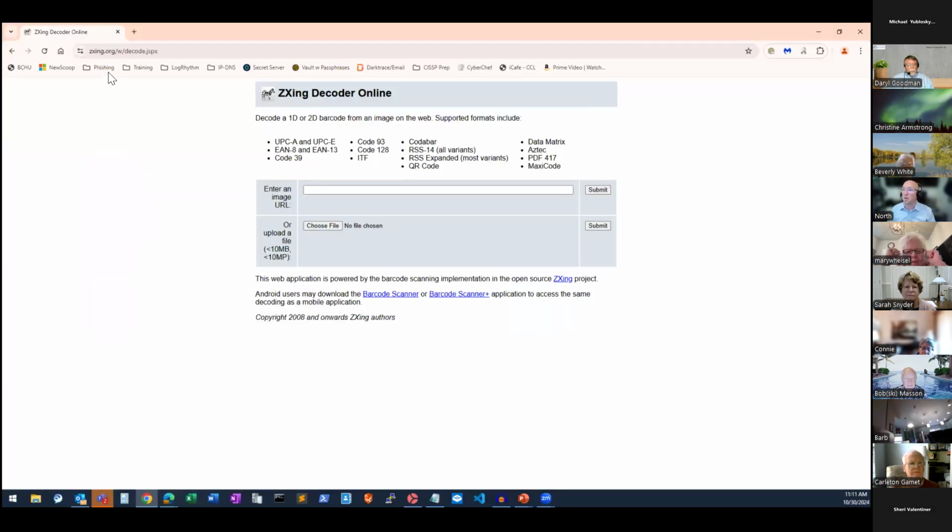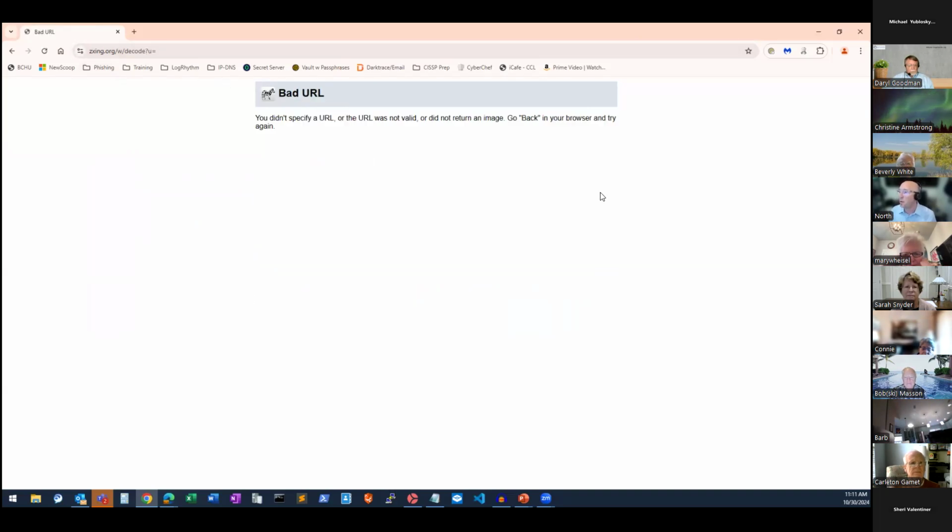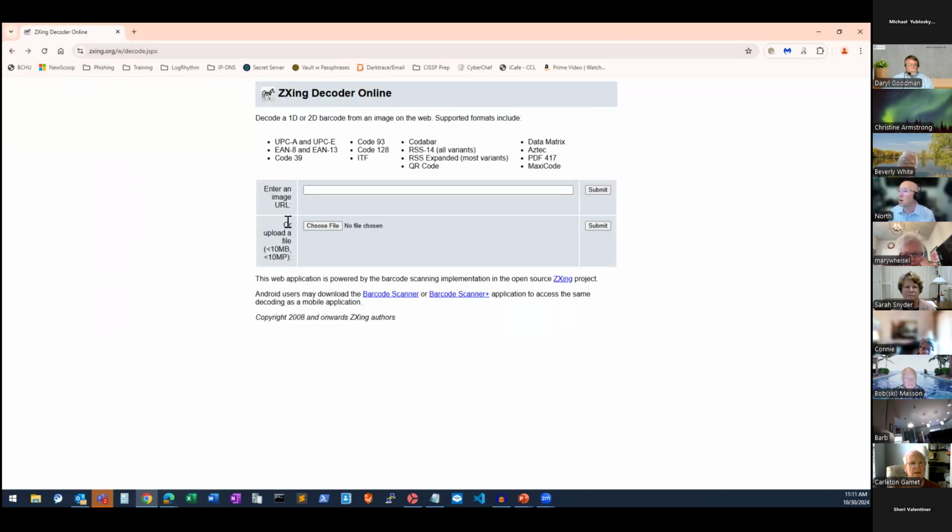Let me just do this. One of the ones that I use is ZXing Decoder Online. So what this does is you take a picture, you choose the file.